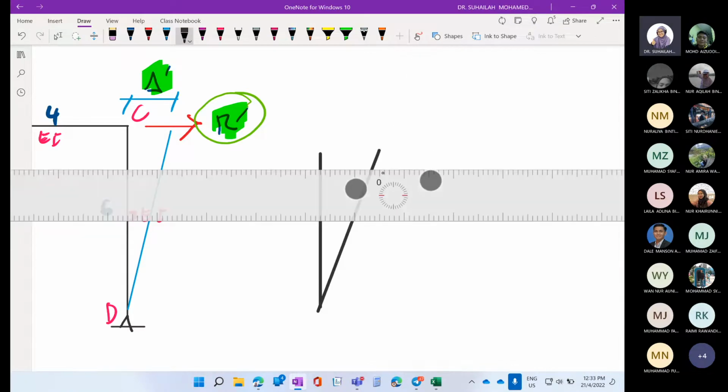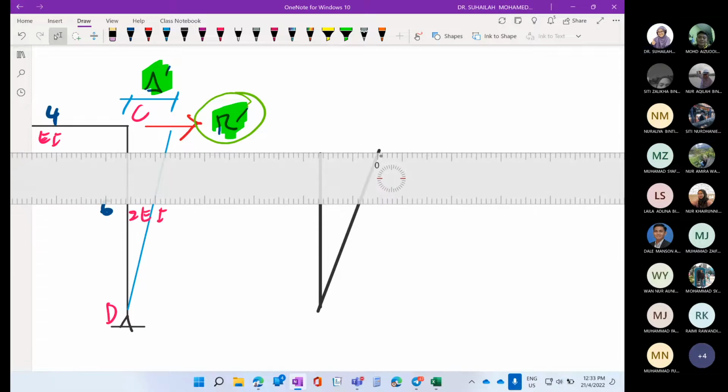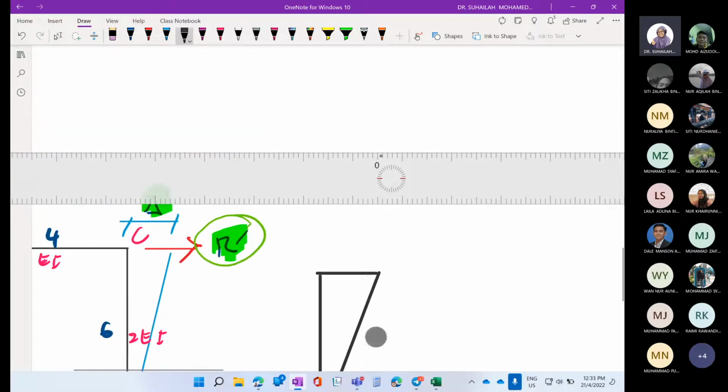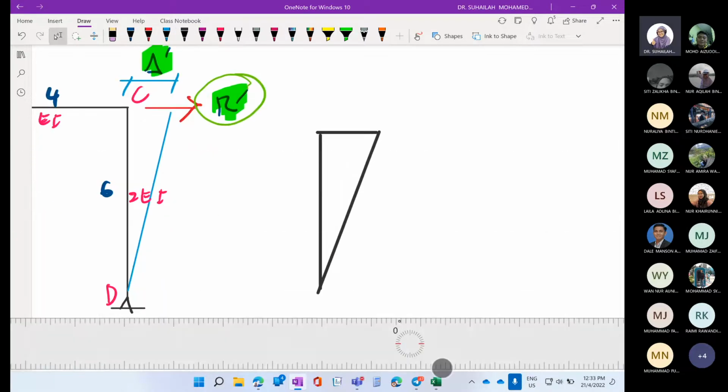Triangular. So always find the triangular. This is column AB, and this is 4 meter length. This is the delta, the new position of the column after Sidesway. This is the new one.